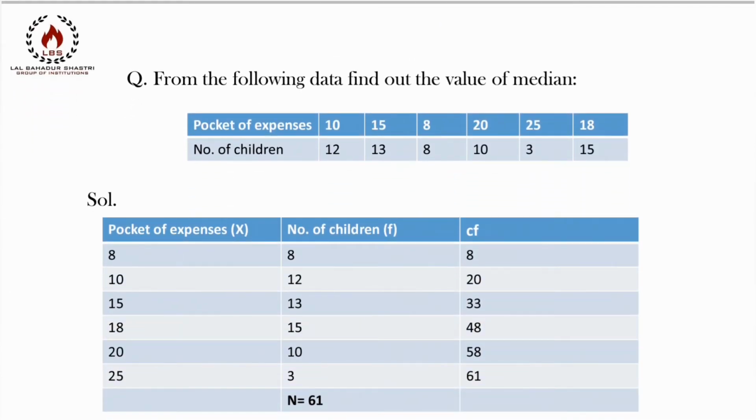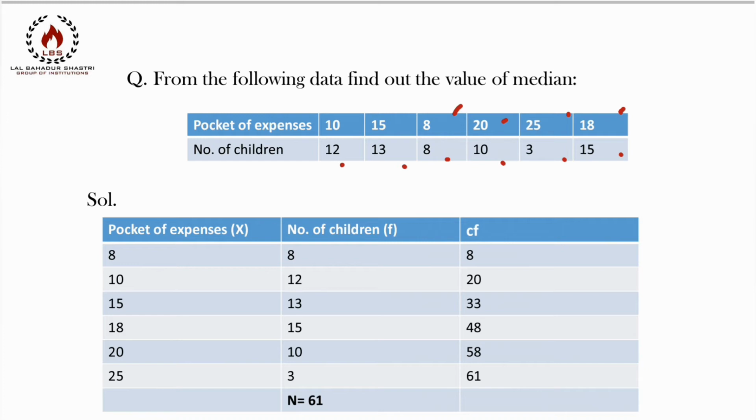Like in this question, we have pocket expenses and number of children. Pocket expenses are x. Whenever a number is mentioned, it will always be the frequency. So the number of children is the frequency: 10, 15, 8, 20, 25, 18, 12, 13, 8, 10, 3, 15.